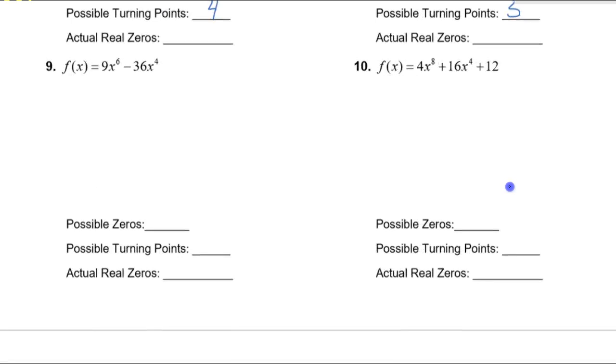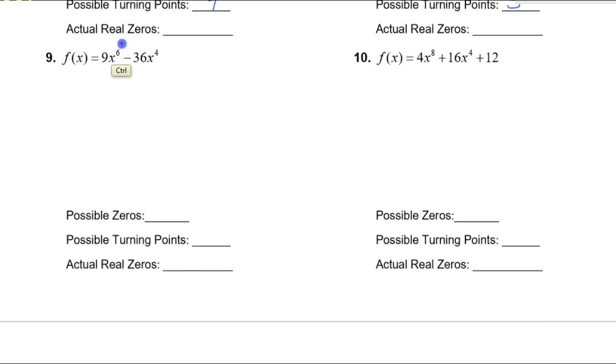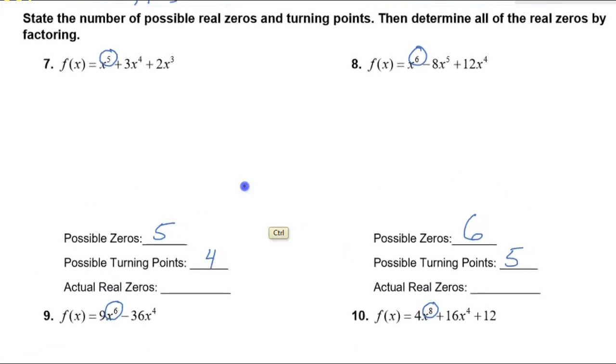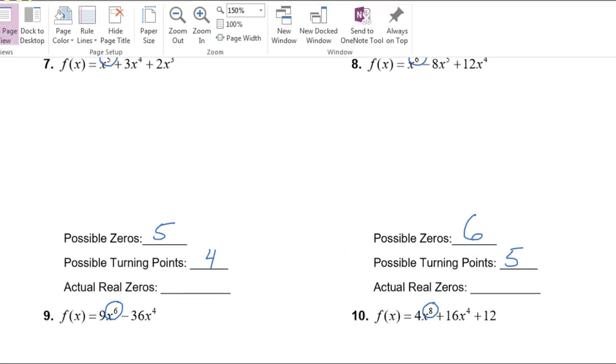Okay, looking at 9 and 10. See the degree. Possible zeros, 6. Possible turning points, 5. Looking at number 10. Okay, x to the 8th power. Possible zeros, 8. Possible turning points, 7. All right, now let's go back and find the actual zeros.